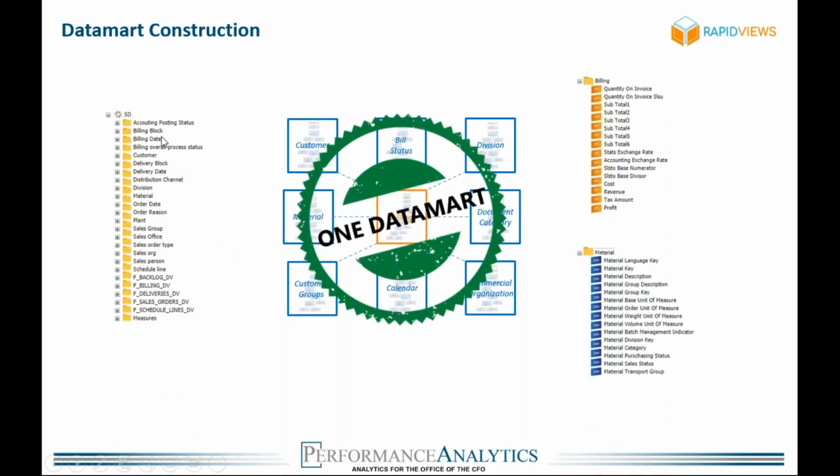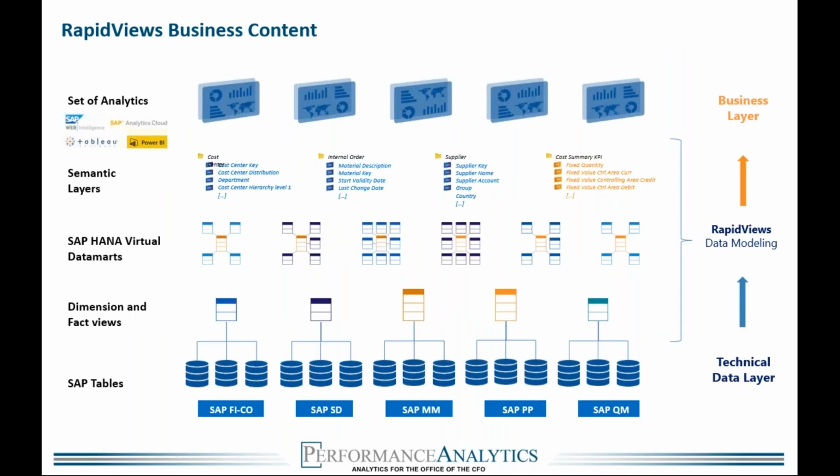Here, for example, this is what we call the state-of-the-art of BI, a data mart. On top of this data mart, we have semantic layers, which you can see here on the left and on the right-hand side, which integrate calculated KPIs provided by RapidViews as well. So this is what we have done and what we provide today with our RapidViews business content. Based on the SAP tables around FICO, SD, MM, PP, and QM, we provide a set of dimension and fact views, data marts, semantic layers, and on top, a reports library for Web Intelligence, SAP Analytics Cloud, Tableau, and Power BI, which are the most frequently used, but it's compatible with other reporting tools using the HANA connectors, which are used by almost every reporting tool today.